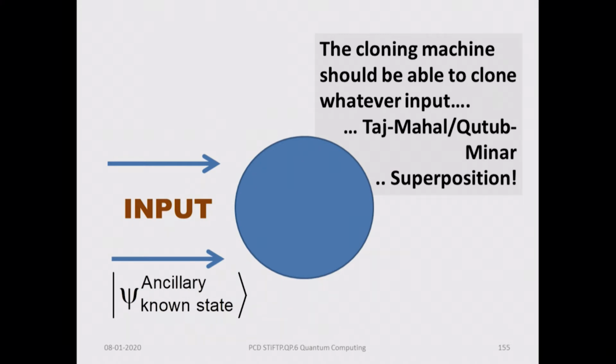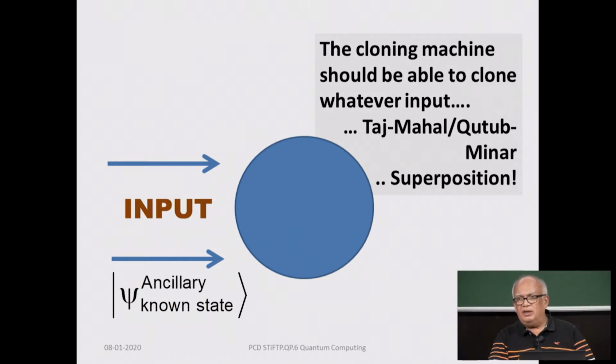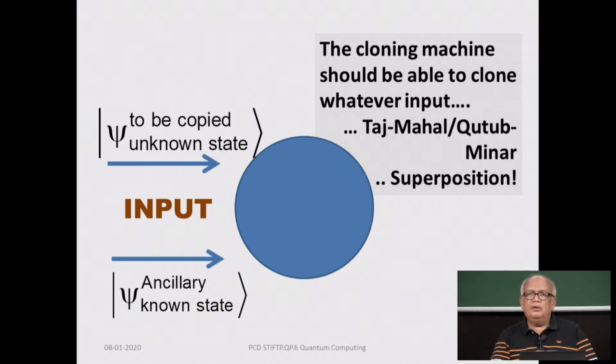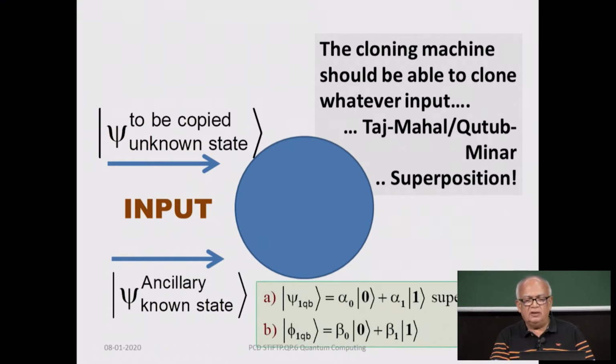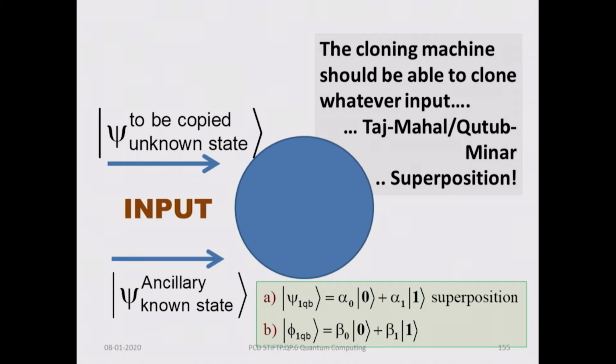So, we agreed that the cloning machine has to be able to clone whatever is input to it, whether it is the Taj Mahal or the Qutub Minar or whatever. Likewise, the quantum cloning machine should be able to clone any state vector that you feed into it, which describes the physical state of a system. That is your expectation from a cloning machine. That is what you will call a quantum cloning device. So, it should be able to clone if you put in the vector A or the vector B, and the vector A in general is not in a pure state, nor is the vector B in a pure state.